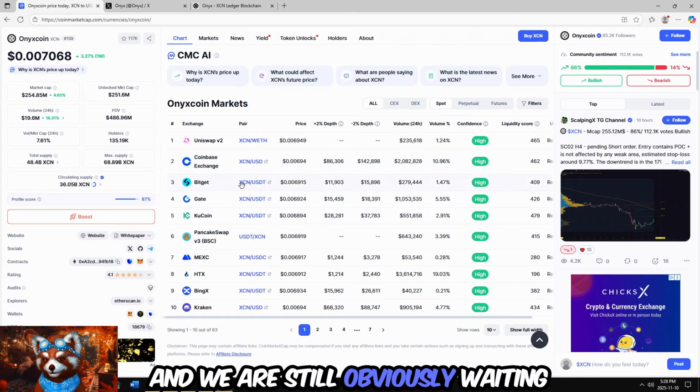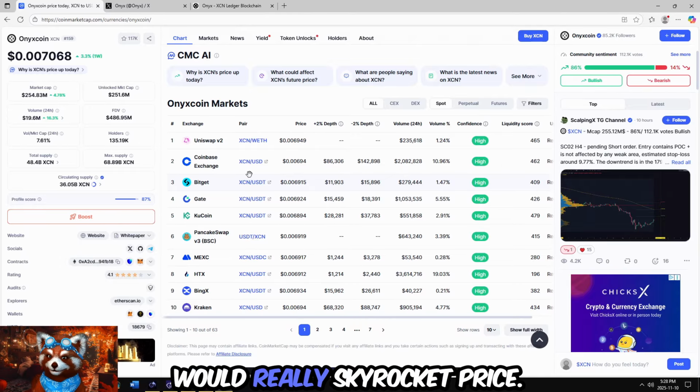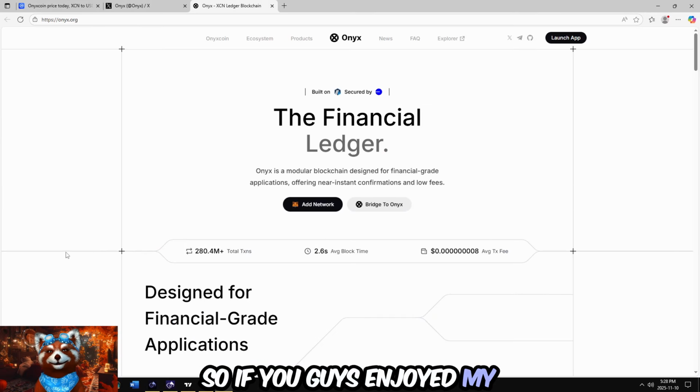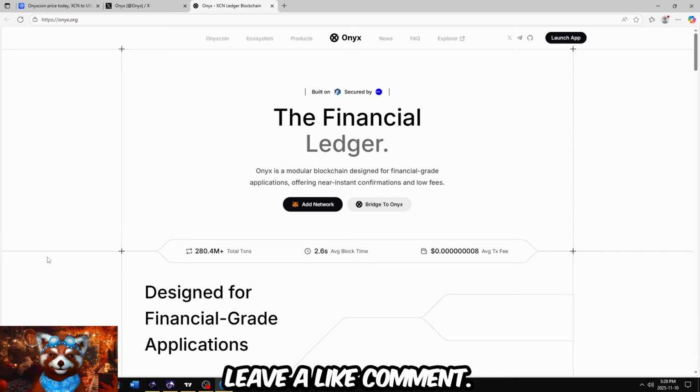And we are still obviously waiting on a few big exchanges, Binance being the obvious one, which would really skyrocket price.